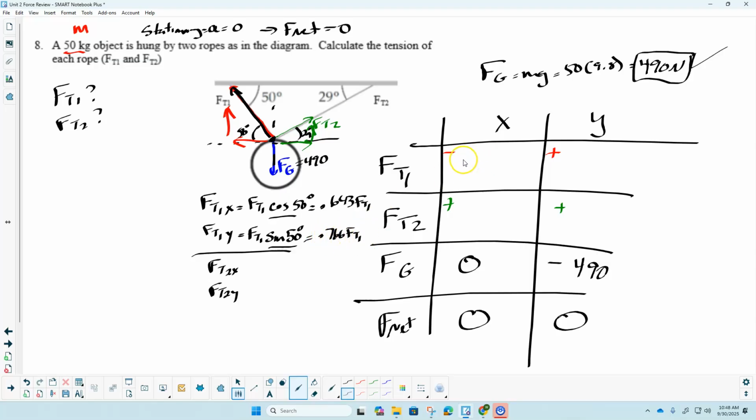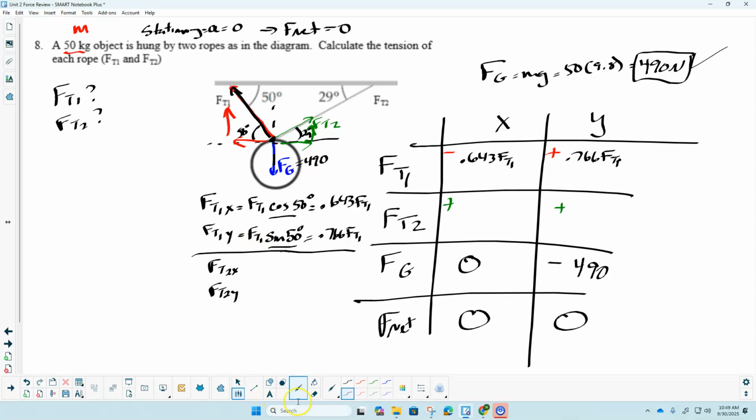So I can put them in here. This is a negative 0.643 FT1, and this is a 0.766 FT2, or FT1, excuse me. I said 2, but it should be 1. So those are the components of this overall FT1.